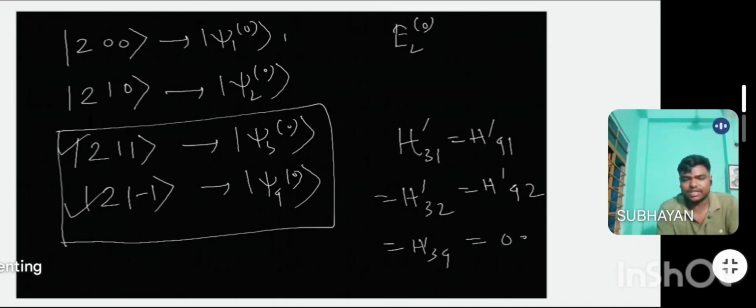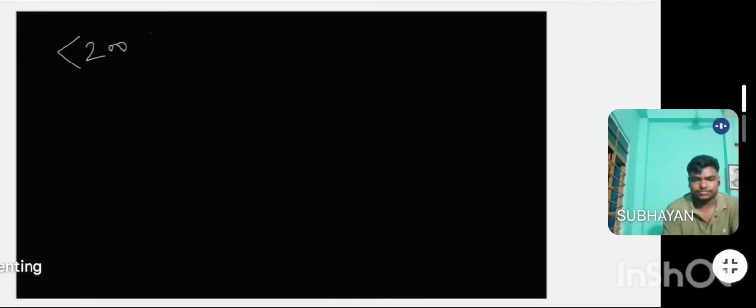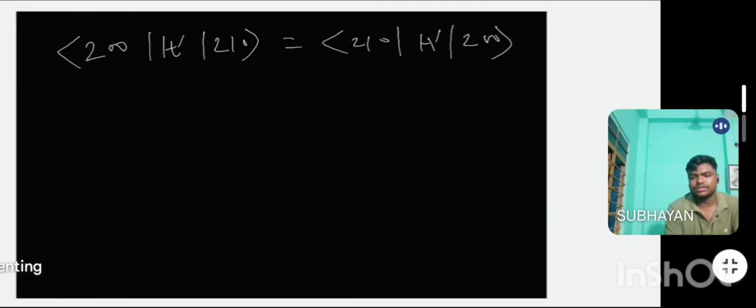But the troublesome terms are that 2 0 0 and 2 1 0. They will not yield the zero matrix element. Okay, so this is not zero. 200 H prime 210 equals to, these are Hermitian, so 210 H prime 200, this is not equal to 0. Suppose I am writing this as beta E. Of course, this matrix element will be linearly proportional to the electric field. Thus, I am writing this as beta E, where E is the static electric field.